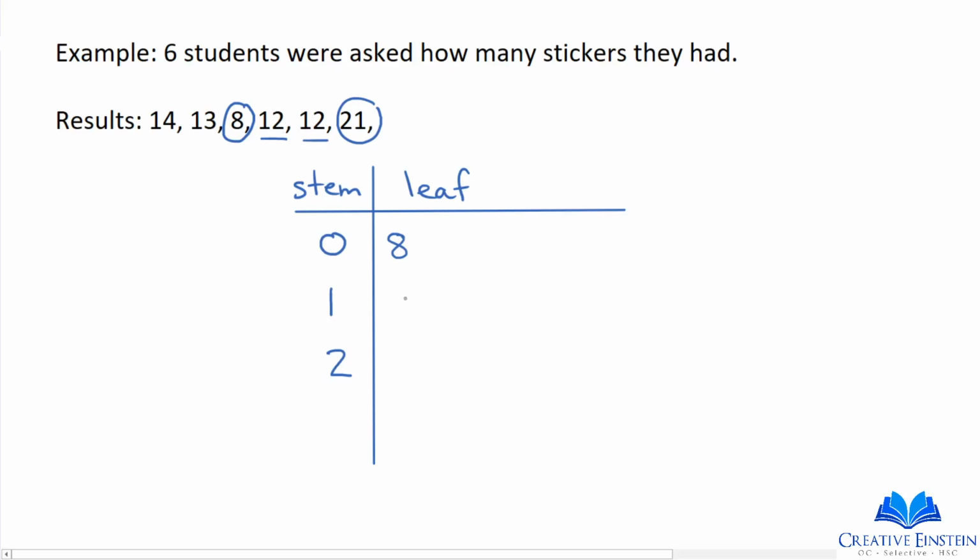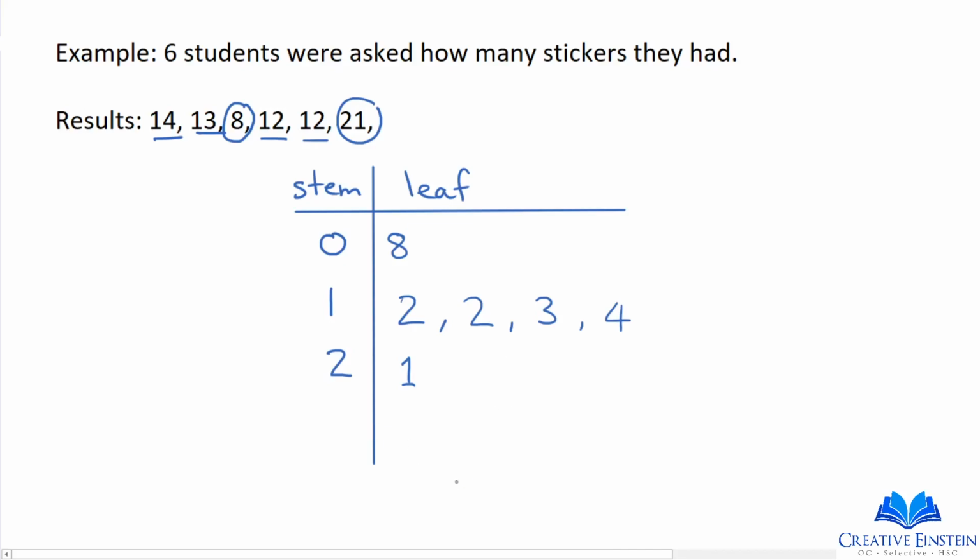So I've got 12, 1 in the tens, 2, that gives me the value of 12. And I have another 12, so another 2. Next I have 13, 3. Next I have 14, 4. I don't have anything else in my tens. The last thing I have is 21. So the stem of 20 and the leaf of 1. And there we go, my stem and leaf plot is done.